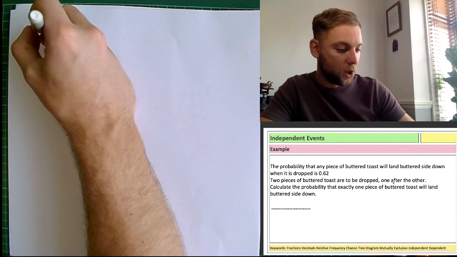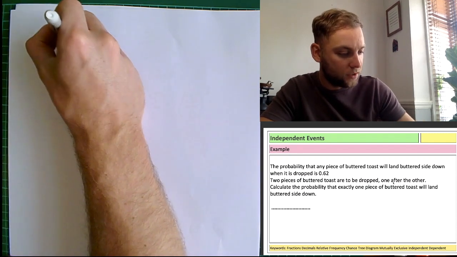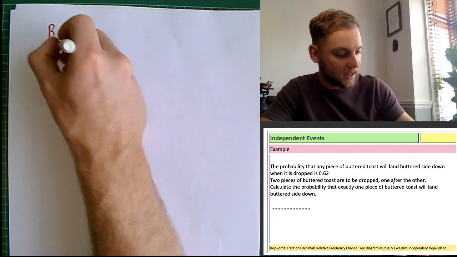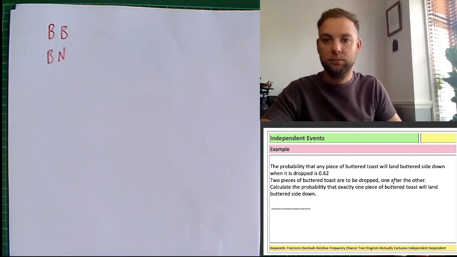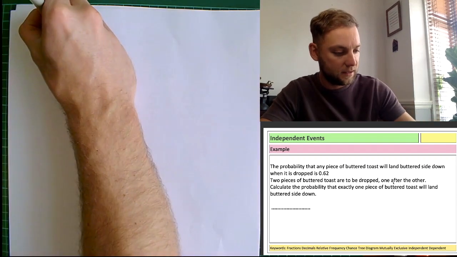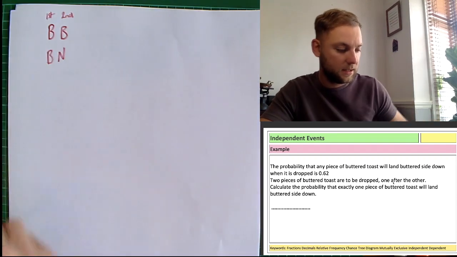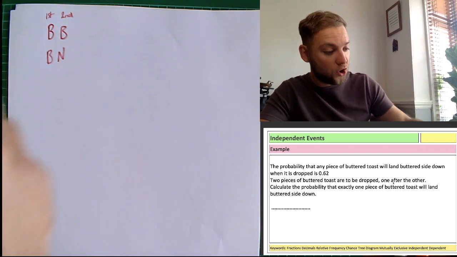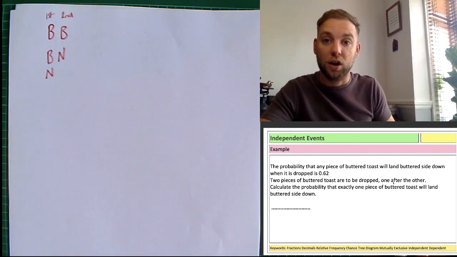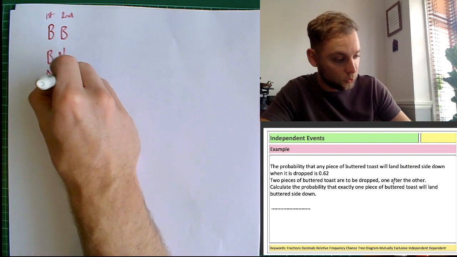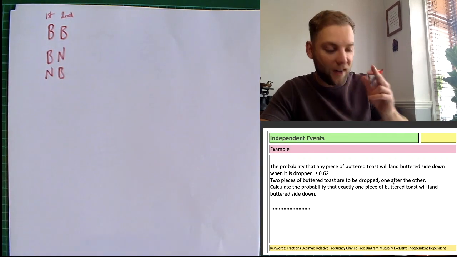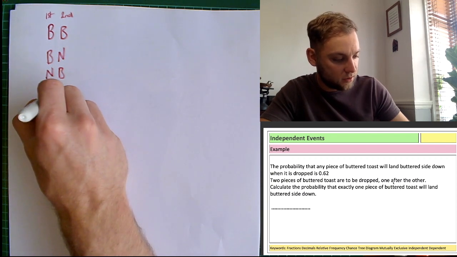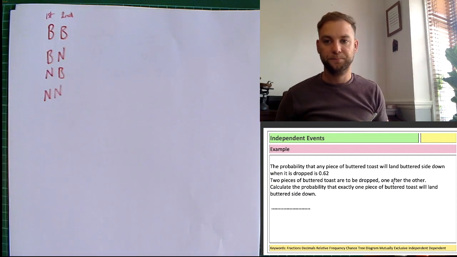So the options for 2 are, it's either going to be both buttered side down, which is B and B. It's either going to be one buttered side down and the other one not. So this is our first piece of toast and second piece of toast. The other option is that the first one does not land buttered side down, but the second one does. And then the final option is the probability that they both do not land buttered side down.